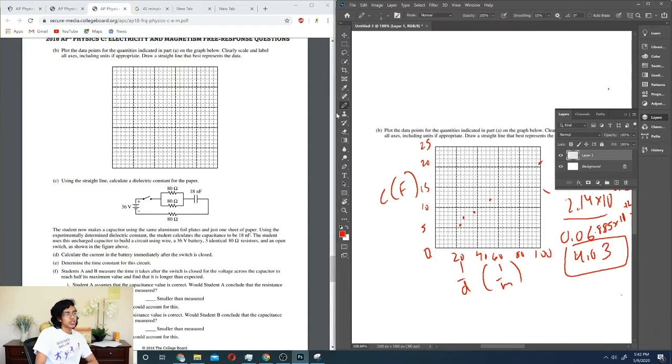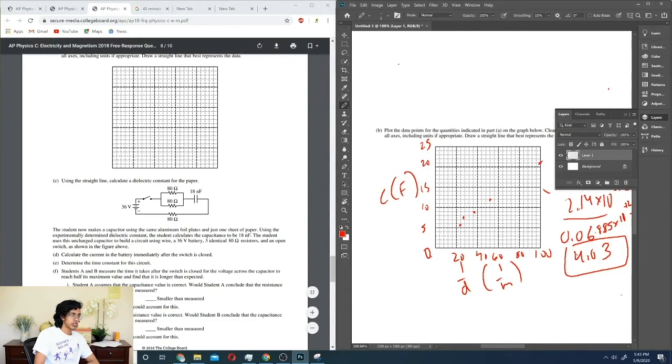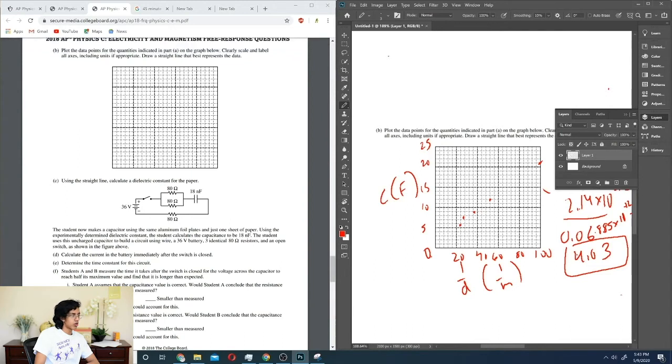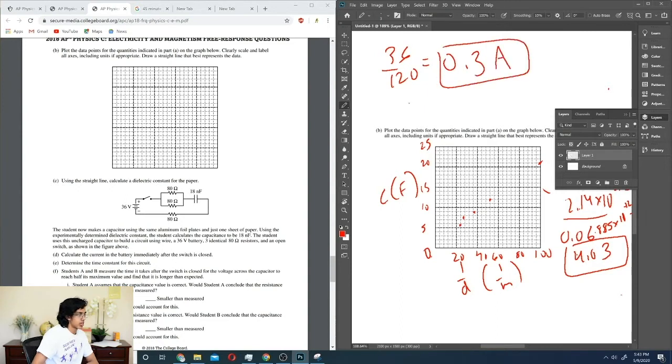So that is as if the capacitor did not exist. So this would be a 40 ohm resistor plus 80, so 120. So we would have V over R, which is 36 over 120, which is 3 over 10, which is 0.3 amps. Okay. Next, determine the time constant.